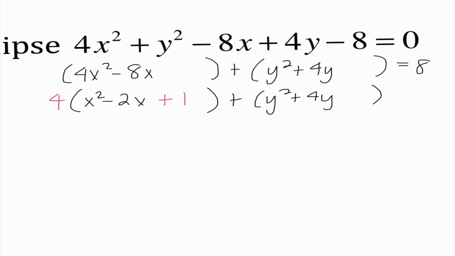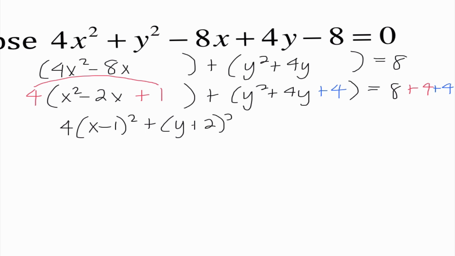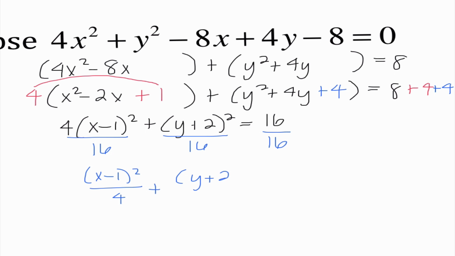I just have a y squared, so I'm going to take 4, divide it by 2, and square it, which is 4. Now, I need to make sure that I balance my equation. So this would be 4 times 1, which is 4. My second one, I'm just adding 4 because we don't have another number out here. Technically, this is a 1, so you could think of it as 1 times 4. So when I factor this, I get 4 times x minus 1 squared plus y plus 2 squared equals 16. So I need to divide everything by 16, and I get x minus 1 squared over 4 plus y plus 2 squared over 16 equals 1. So right away, I can see that y is the major axis because this 16 is the bigger denominator.